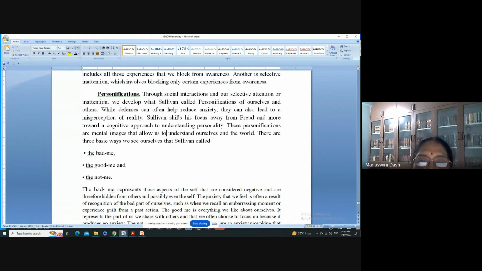Sullivan shifts his focus away from Freud and more toward a cognitive approach to understanding personality. These personifications are mental images. As his approach is a cognitive one, he describes personification as mental images that allow us to understand ourselves and the world. So it is a type of mental framework within which we interpret our perceptions or experiences with the world.